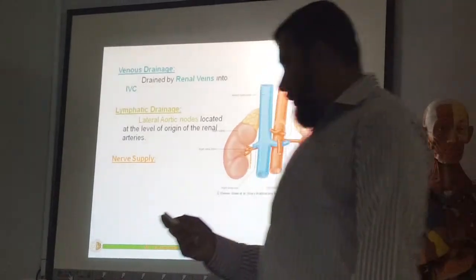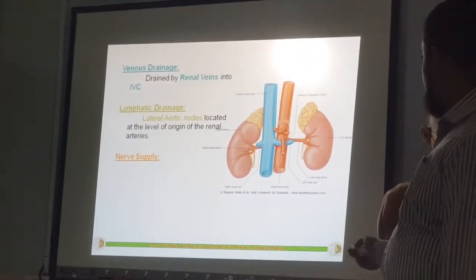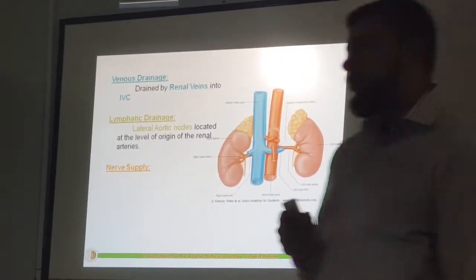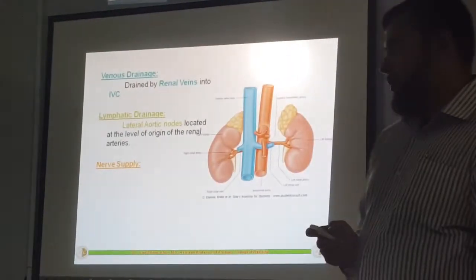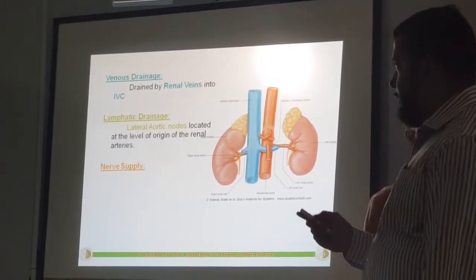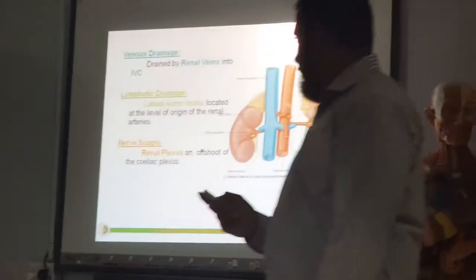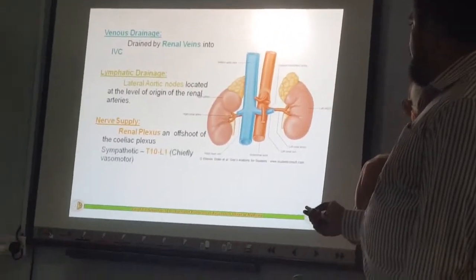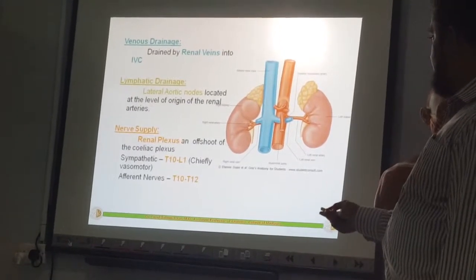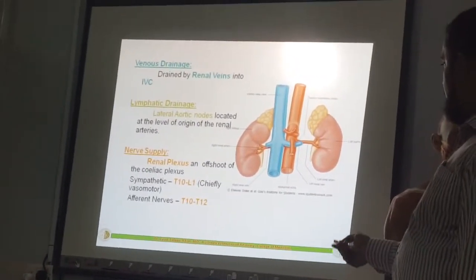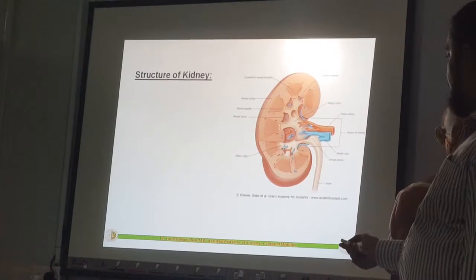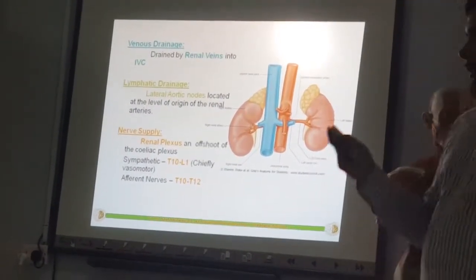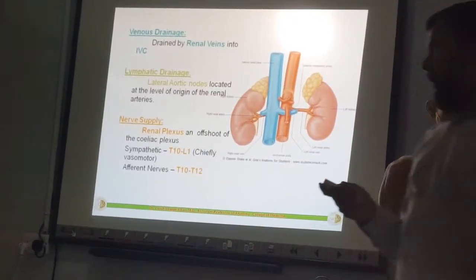Lymphatic drainage is by the lateral group of aortic lymph nodes, which are near this artery. There will be a small group of lymph nodes called the pre-aortic as well as the para-aortic and the lateral group of aortic nodes. So it will drain into these. Nerve supply will be by the renal plexus, which is formed by the sympathetic and parasympathetic. Sympathetic by T10 to L1, and the afferent will be from T10 to T12 segments. And the parasympathetic, as you know, will be from the vagus.